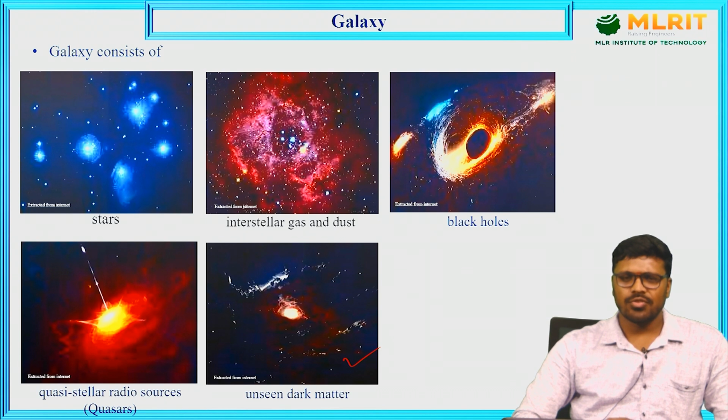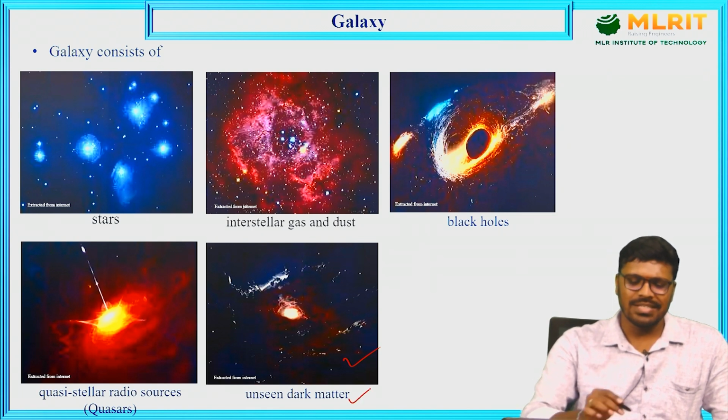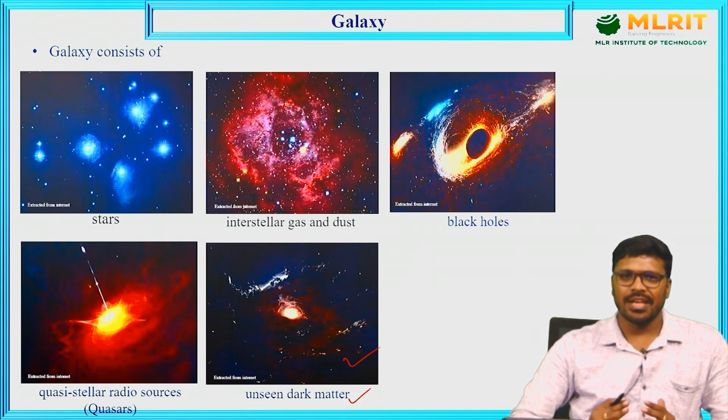So there is so much matter in this universe which is not interacting with the light and also not interacting with the electromagnetic field. So it is not able to be observed by us, which is nothing but the unseen dark matter, which is not able to be observed by humans. That is also there in the universe.